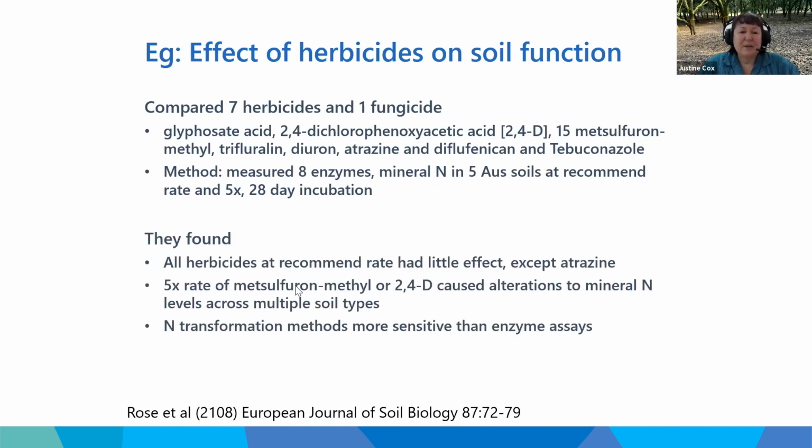And they found that all herbicides at recommended rate had little effect except atrazine. Atrazine did affect the soil function. So at 5 times the rate of the metsulfuron, or the 2,4-D, they did find that caused alterations to the mineral nitrogen levels. So if those rates were accidentally put on higher or they accumulated over time, then there might be some changes that we can pick up. And again, nitrogen transformations were more sensitive than enzyme assays. So as we're honing the different tests, we'll be able to work out which ones are more sensitive.